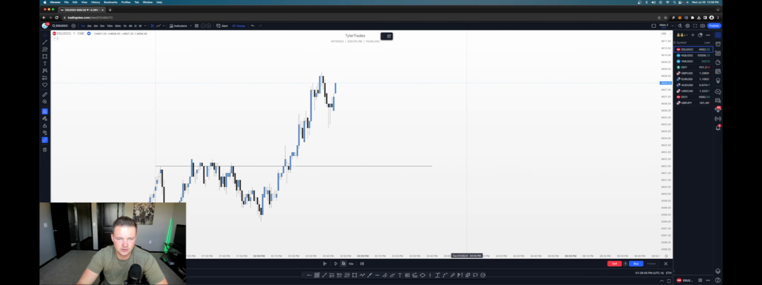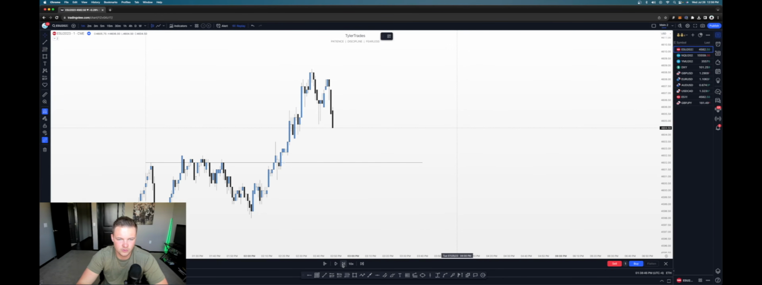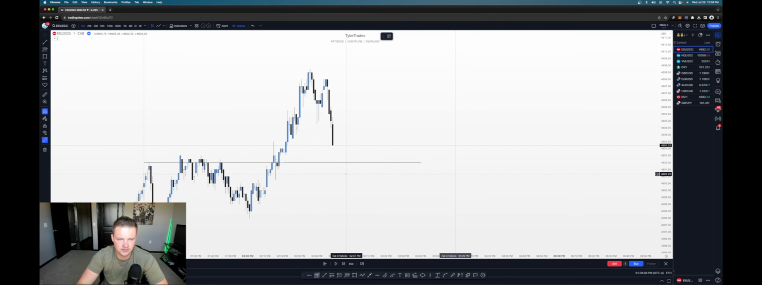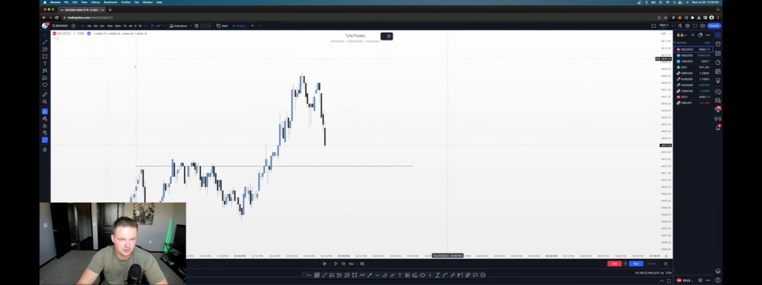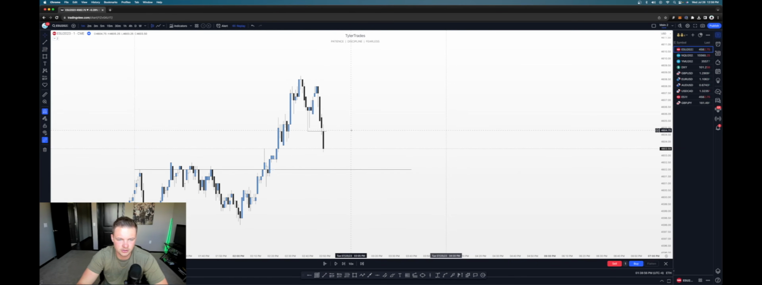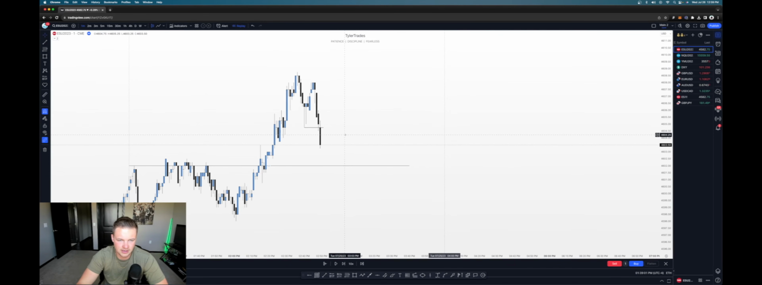What I would like to do is let this structure form, which it did, and now I would wait for my actual market structure shift with displacement in order to find my trade. Boom, there you go. So now we've gotten a market structure shift below this swing low. There's our market structure shift. And at this point, I'm looking for a clear fair value gap that I can look to enter off of.